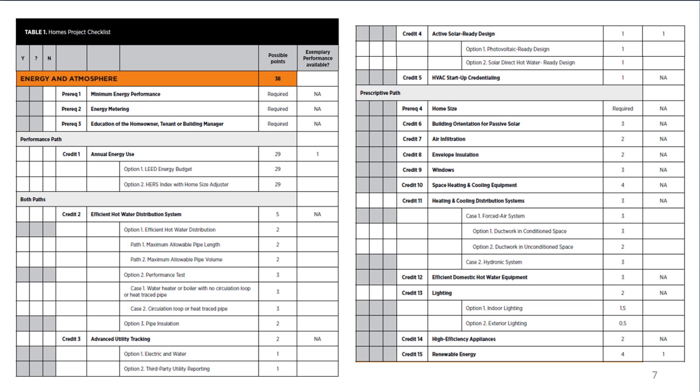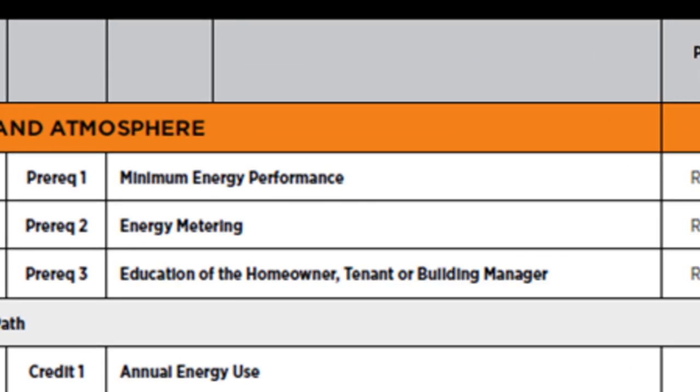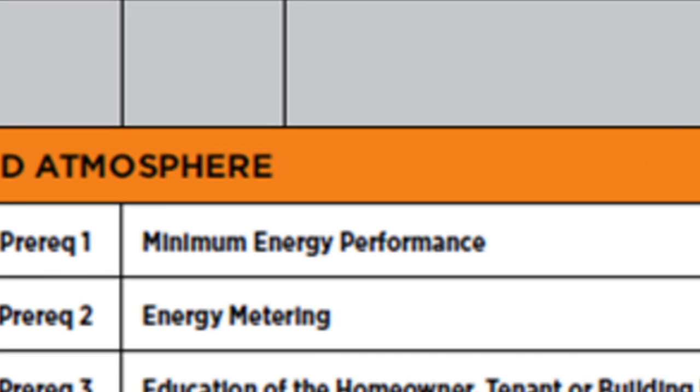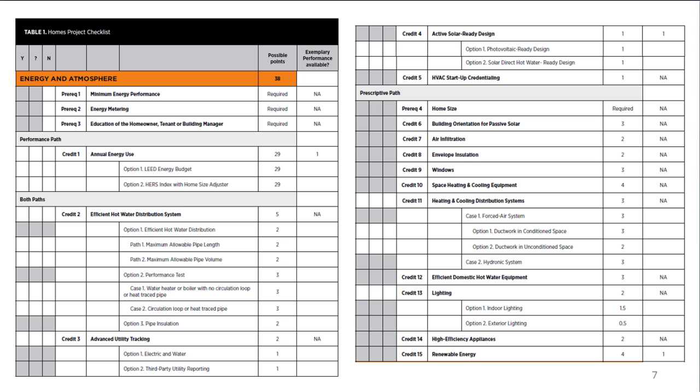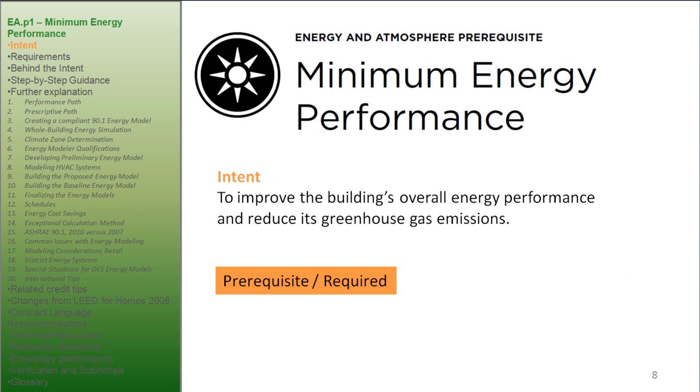Energy and Atmosphere has a performance path and a prescriptive path, or a combination of both paths. Minimum Energy Performance is the first prerequisite of the EA category. It is required. Energy and Atmosphere Prerequisite 1: Minimum Energy Performance. Intent: to improve the building's overall energy performance and reduce its greenhouse gas emissions. It is a prerequisite, or required.